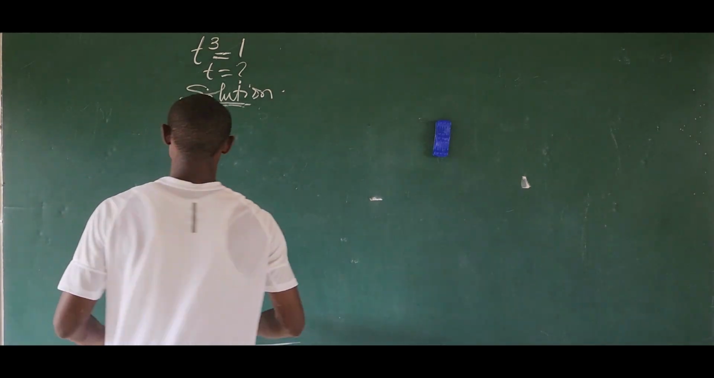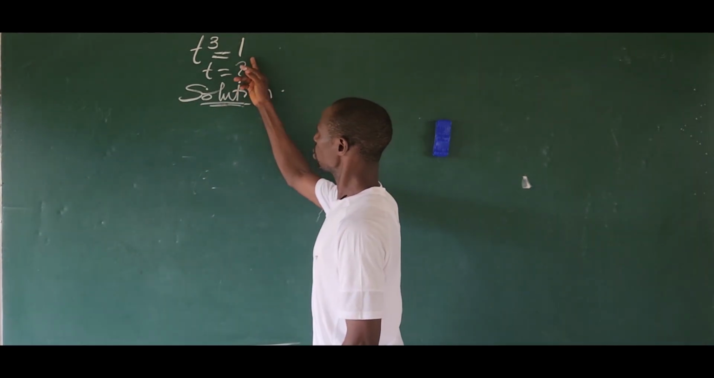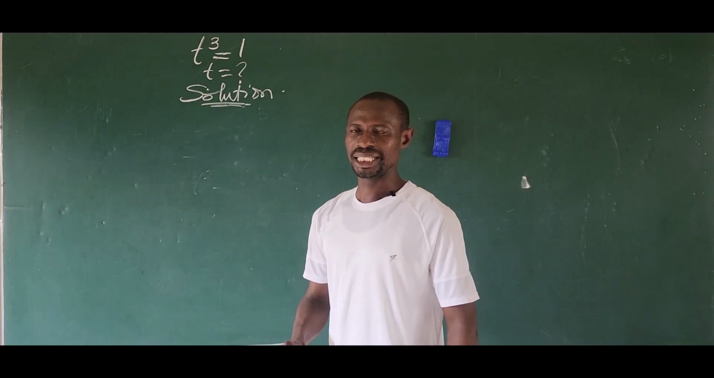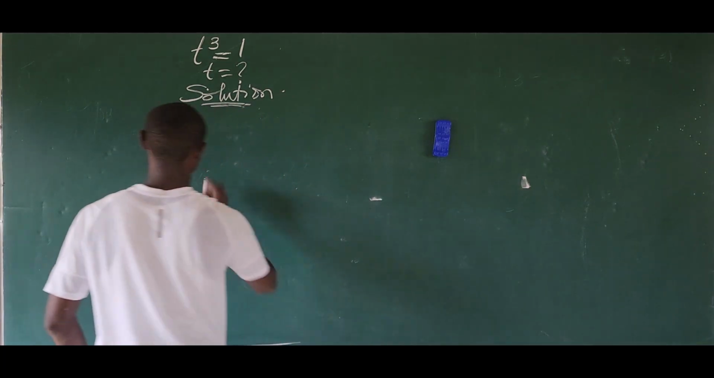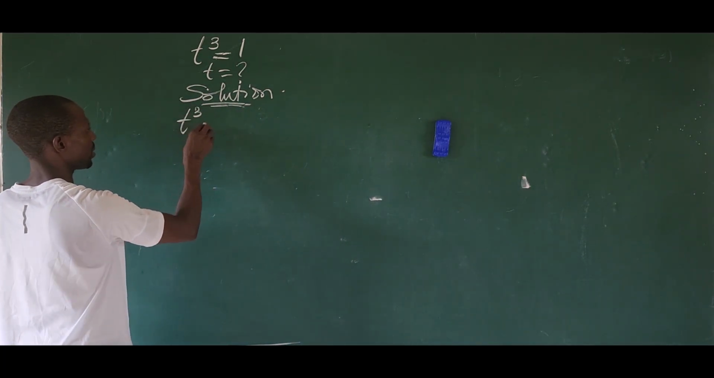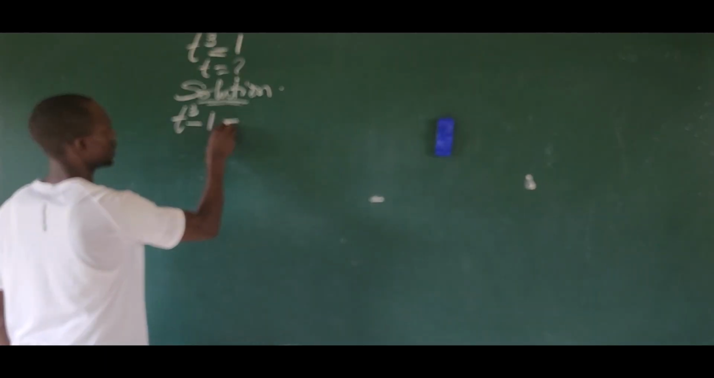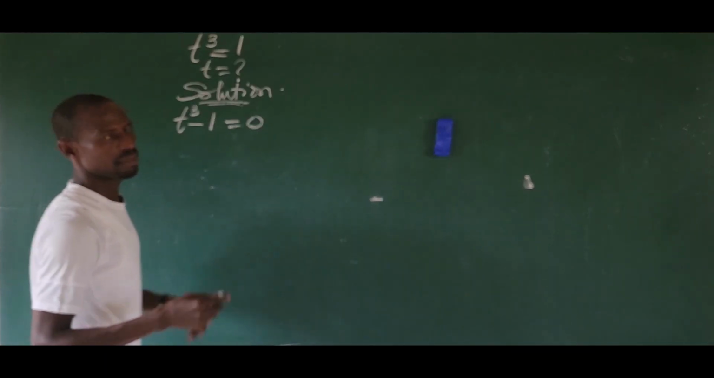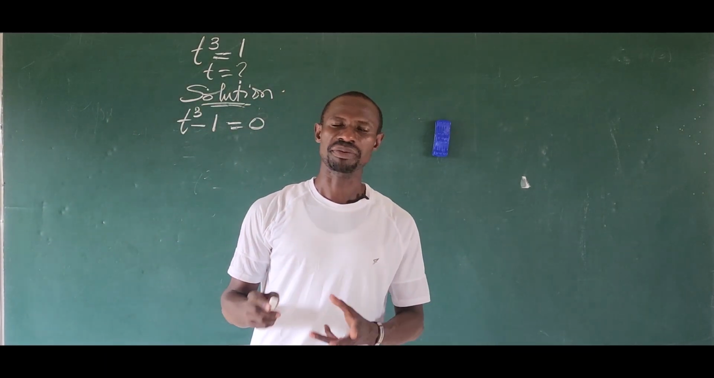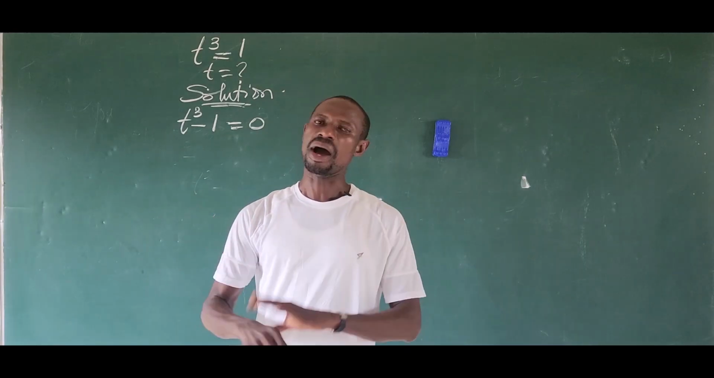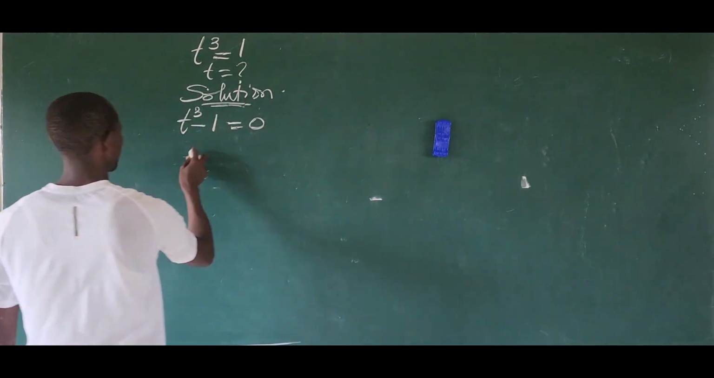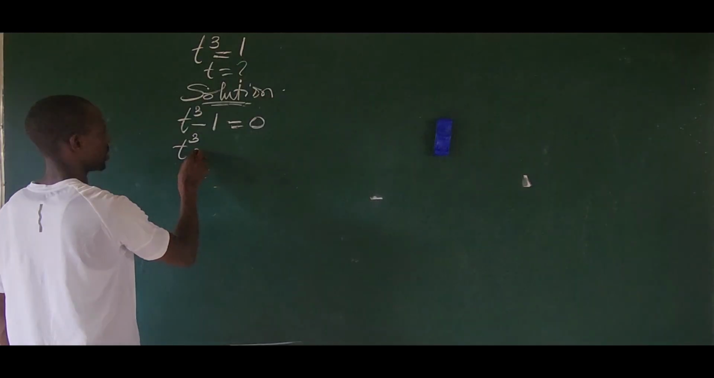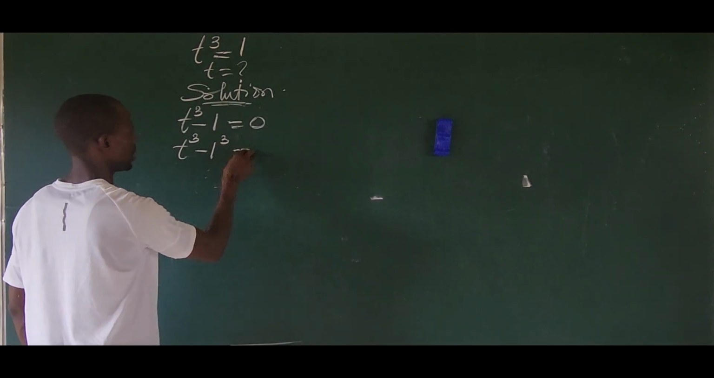All right. So the first thing we're going to do here is to move this 1 to this side of the t to the power of 3. So if we do that, it's going to give us t to the power of 3 minus 1 is equal to 0. But remember, 1 could also be written as 1 to the power of 3. So let's write this: t to the power of 3 minus 1 to the power of 3 equal to 0.